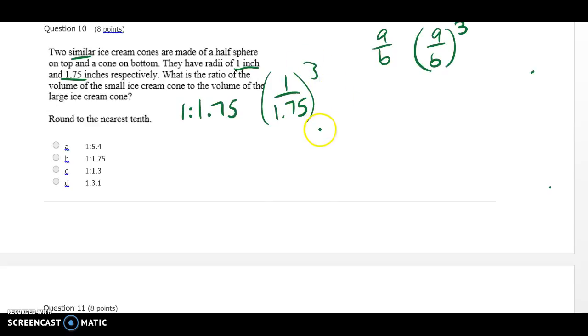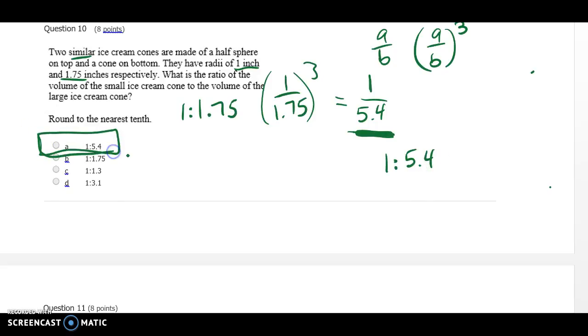And then we'd have our ratio between our volumes. And when you cube a fraction, you just cube the top, cube the bottom. 1 cubed is still going to be 1, and 1.75 cubed, that's 5.4. So the volumes are going to have a ratio of 1 to 5.4, and that's question A. So don't overthink those guys.